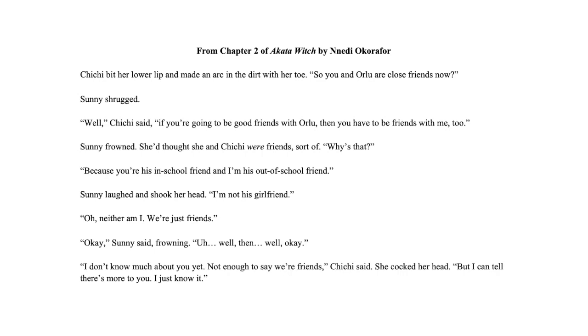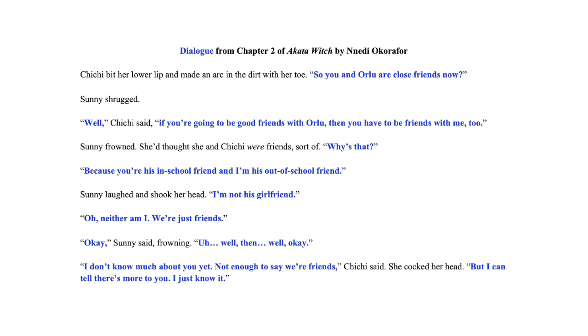Now, let's see where the dialogue is in this passage. You can see the dialogue in purple. All the words that Sunny and Chi-Chi say to each other, which are all the words inside quotation marks, are the dialogue. Now let's take out everything else. All the crossed out words are words that we wouldn't get to hear if this was on stage. They're not a part of the dialogue.